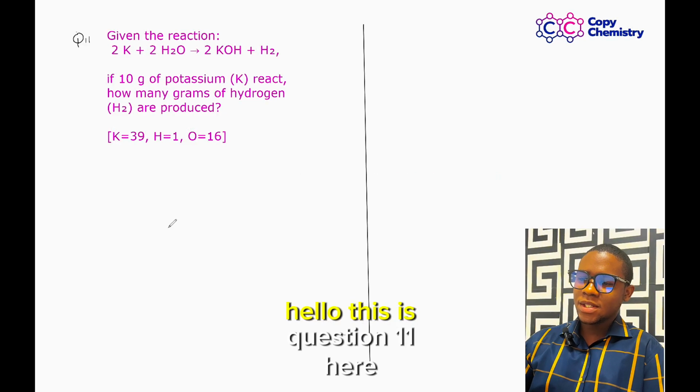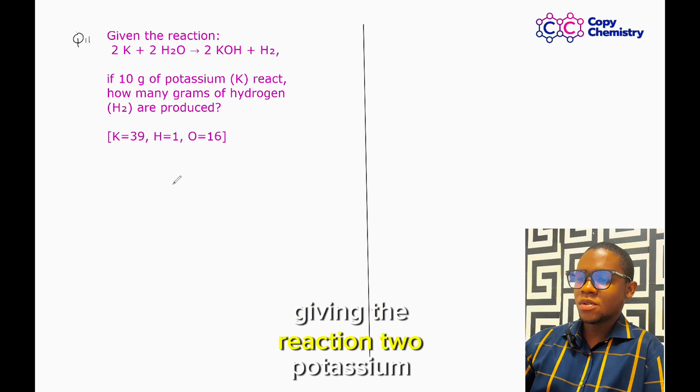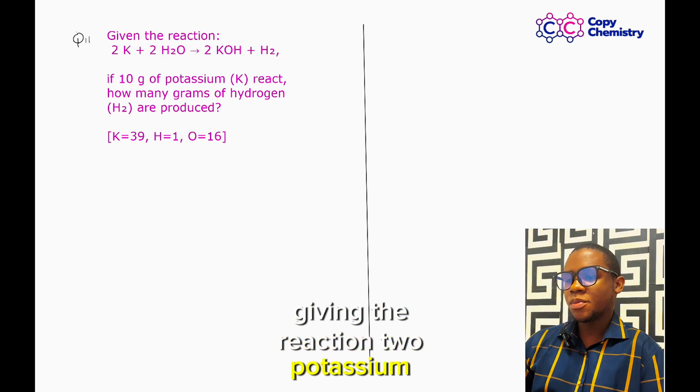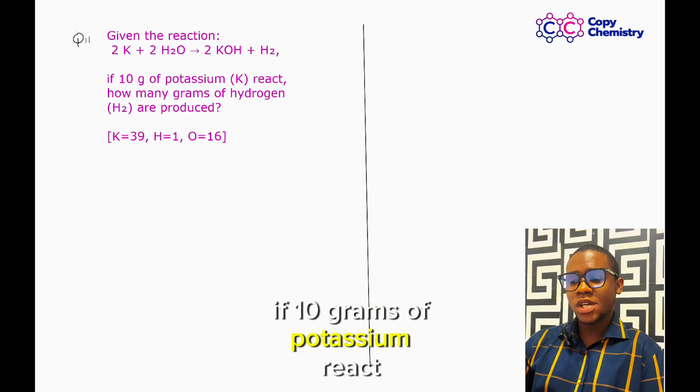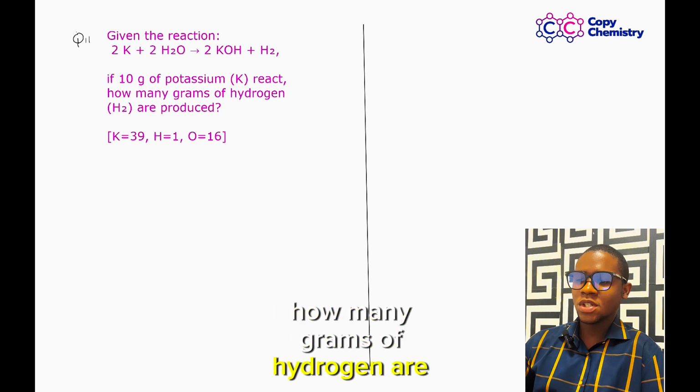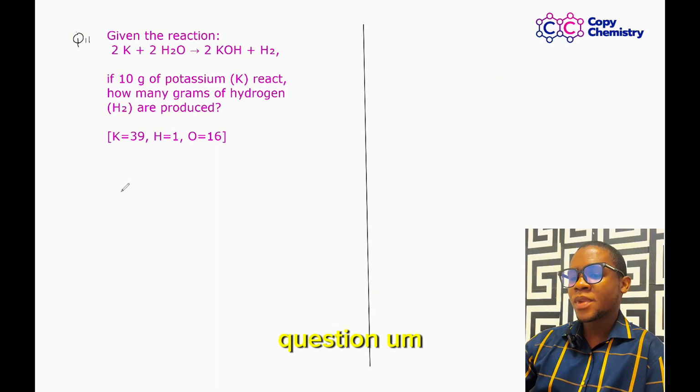Hello, this is question 11 here, giving the reaction 2 potassium plus 2 water to give 2 KOH plus H2. If 10 grams of potassium react, how many grams of hydrogen are produced? Alright, so this is how to do this question.